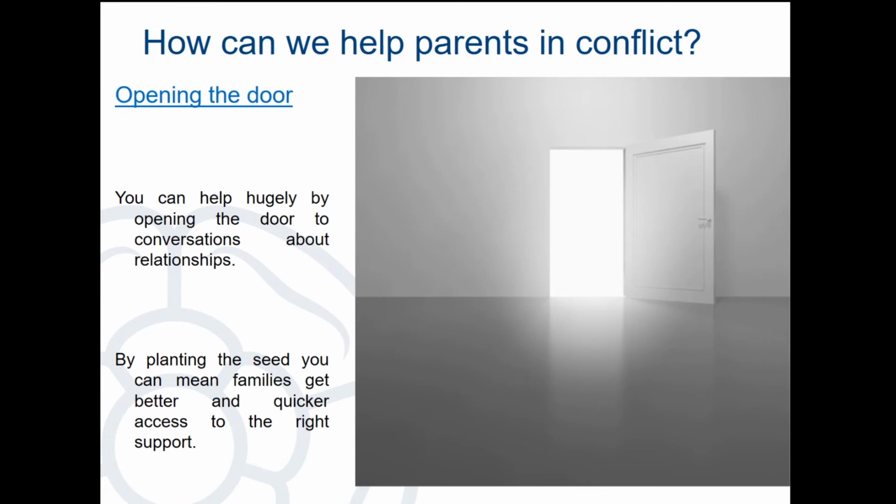But we like to call it opening the door. So you can help hugely by opening the door to conversations about relationships with the parents that you're working with. And by planting that seed, you can mean families get better and quicker access to the right support. So if you're in school and talking to parents about the child's behavior, that challenging behavior that's quite difficult to manage, you can ask something like, with all of these issues happening for you, how are you and your partner or husband or wife managing? Or do you think you're having more arguments and finding that you're not getting along? And are you getting support from your partner and managing these issues together? Just some of those questions can open the door and start to get parents to talk to people that they trust about some of the problems within their relationship.